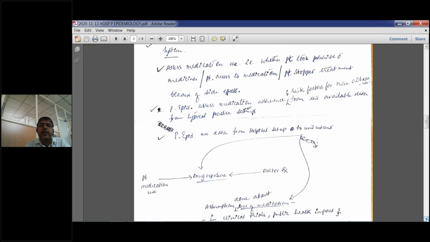Now, pharmacoepidemiology helps us understand whether medications are taken by the patients properly, number one. Whether the patient has access to medications, number two. Whether the patient stopped treatment, number 3. These 3 things are going to be assessed for the medication usage.